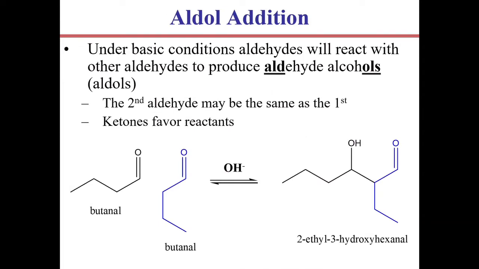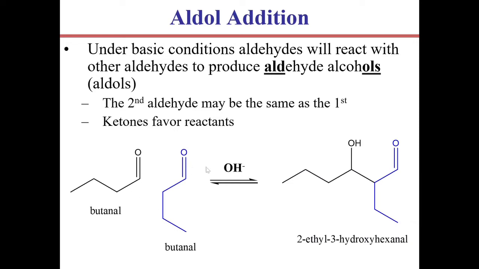All right, at this point you should be asking, great, we can make enolates, what do we do with them? And this is referred to as aldol addition and aldol condensation reactions. Those are the two big reactions we're going to look at in this section. So under basic conditions, aldehydes will react with other aldehydes to produce an aldehyde alcohol. So here are two aldehydes reacting with each other. They're both the same, and we're going to find that that actually makes things a lot easier.